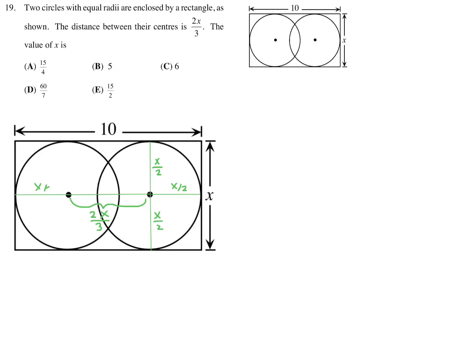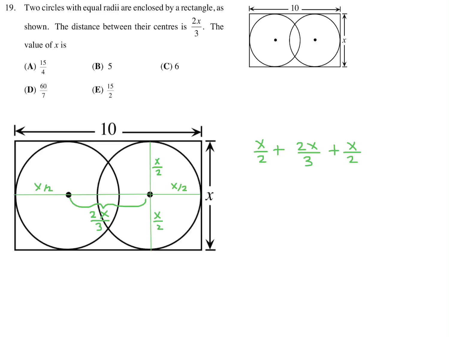And we can label x over 2 all across the diagram. Now we get to the final part, which is looking at this length is 10. But the length here is also the same, right? That's also 10. But that part we have listed in x's. So we've got this x over 2 plus 2x over 3, and then finally this x over 2 there.